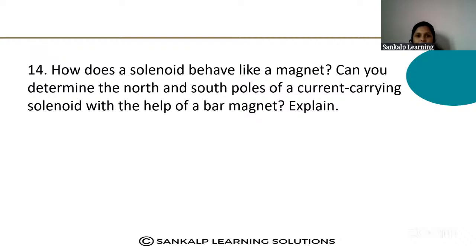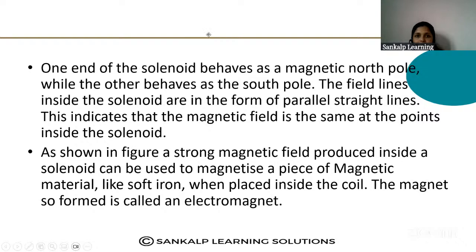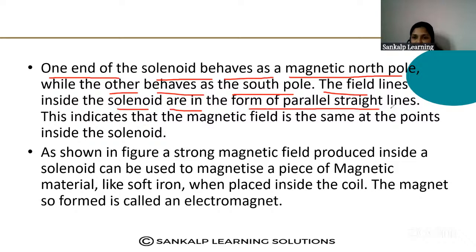One end of the solenoid behaves as a magnetic north pole while the other behaves as a south pole. The field lines inside the solenoid are in the form of parallel straight lines. This indicates that the magnetic field is the same at all points inside the solenoid.